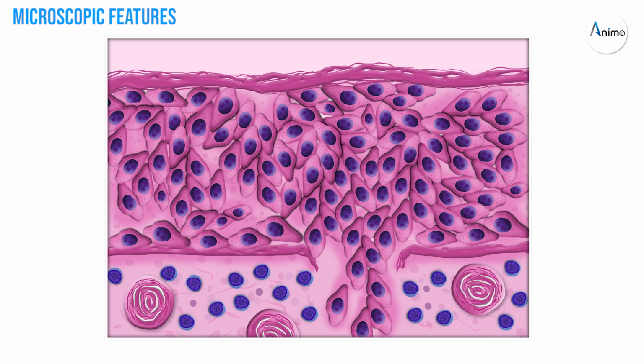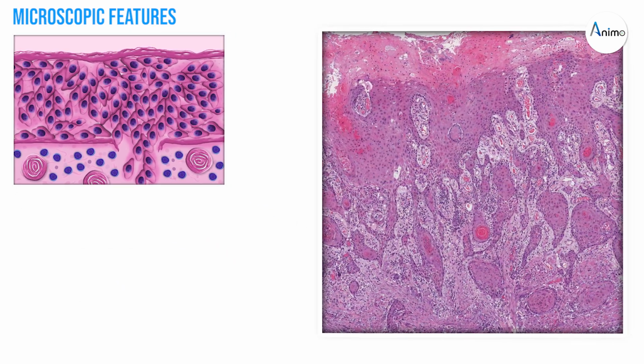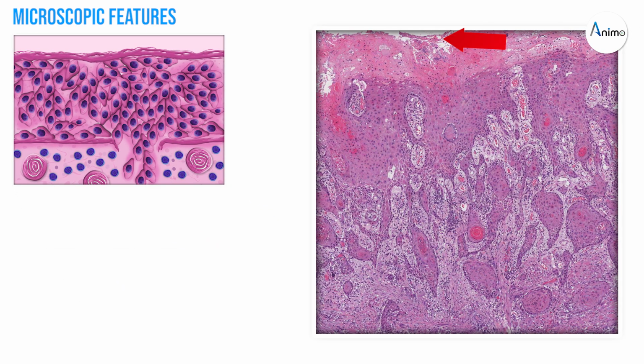Now let's compare it with the histological slide of squamous cell carcinoma. Here you see this is the keratin layer. This is the stratified squamous epithelium with dysplastic cells. And here you see these dysplastic cells have grown to so much extent that they invade the basement membrane and grow into the submucosa. And here you see these are the keratin pearls.